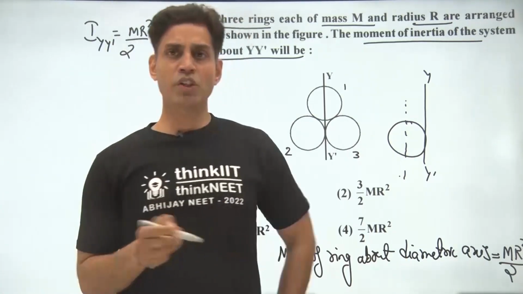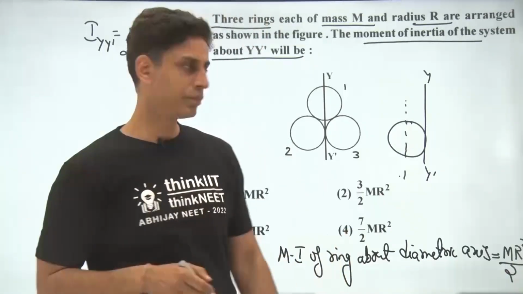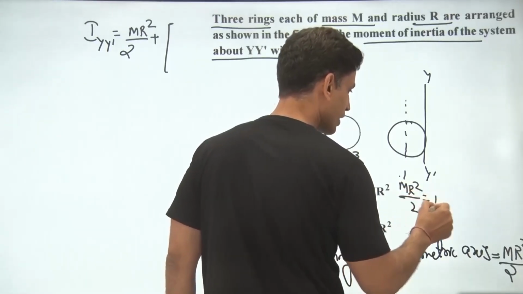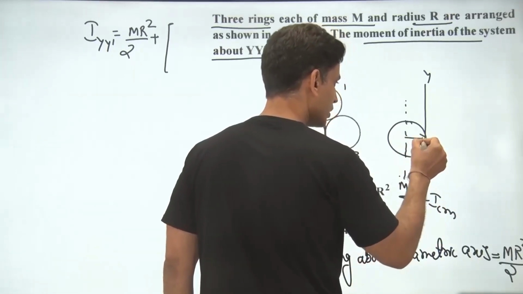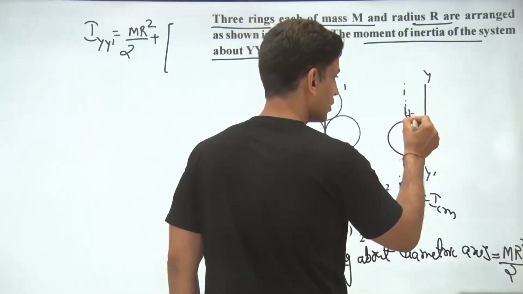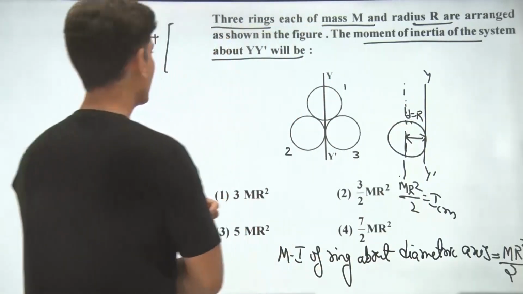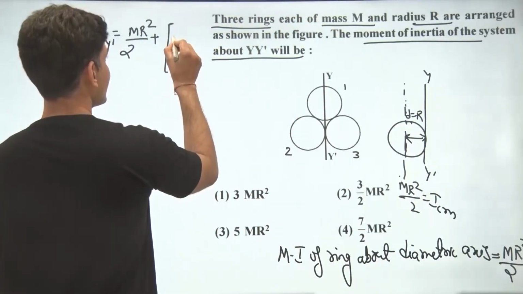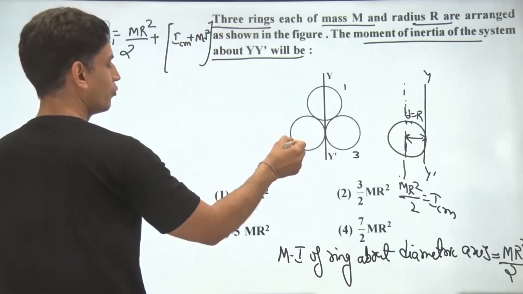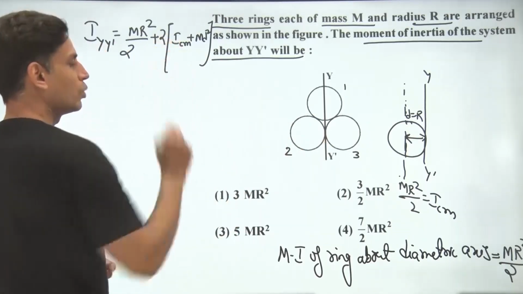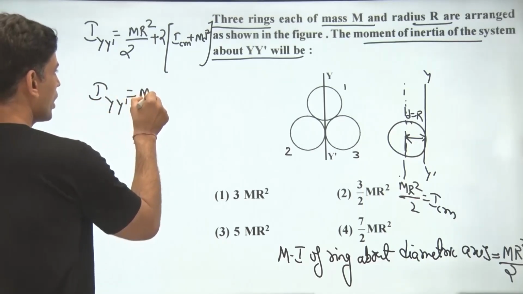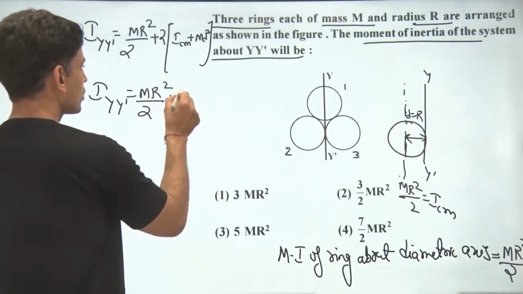Now to write the moment of inertia of second and third, I have to use the parallel axis theorem. This is the diametric axis, moment of inertia is MR square by 2. This is equal to ICM. And this is the perpendicular distance between the diametric axis and Y dash, and that perpendicular distance is R. Okay. So for second it is ICM plus Md square. And for second and third it is the same, so I am multiplying it by 2. So I about Y dash is equal to MR square by 2 plus 2.